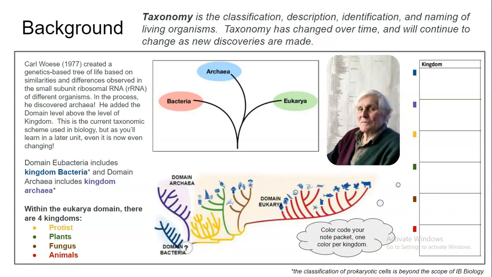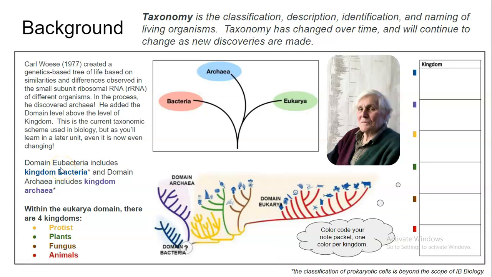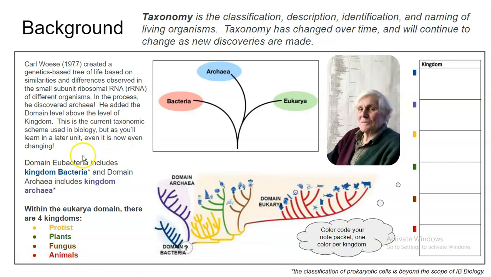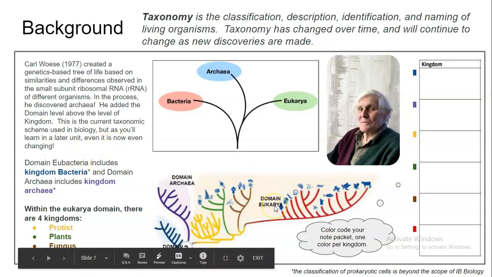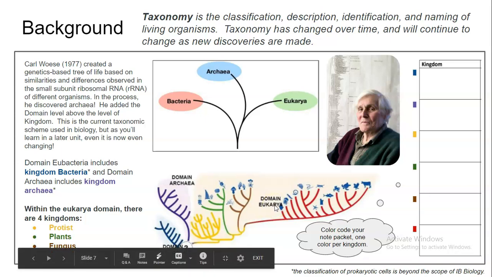So domain Eubacteria includes kingdom bacteria, and domain Archaea includes kingdom Archaea, which can be a little confusing. I mentioned this in the last set of notes, but Eubacteria and Eukarya are still very different things, even though they both start with the prefix eu. Eu just means true. So Eubacteria would be true bacteria, and Eukarya would be true karya, referring to nucleus. So true bacteria, true nucleus. One mistake people make is they assume that eu means nucleus, and it doesn't.